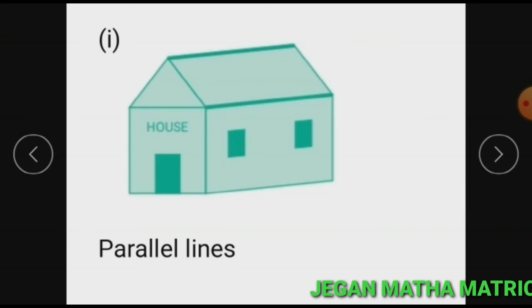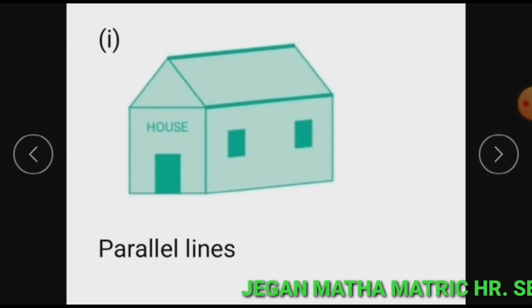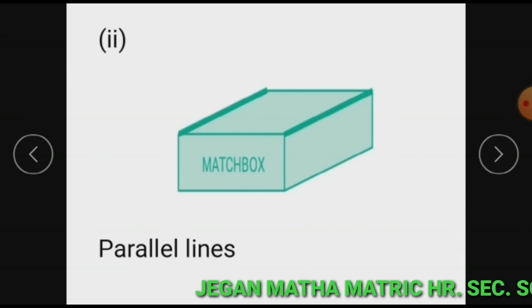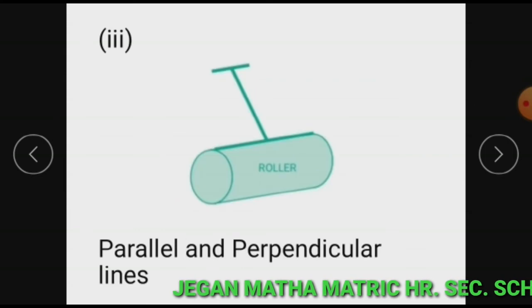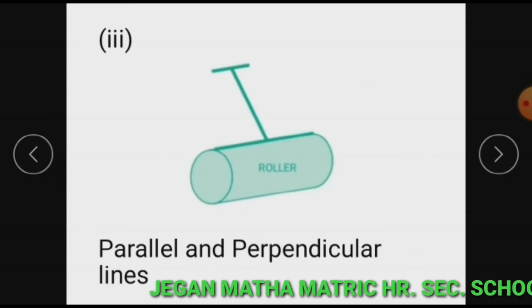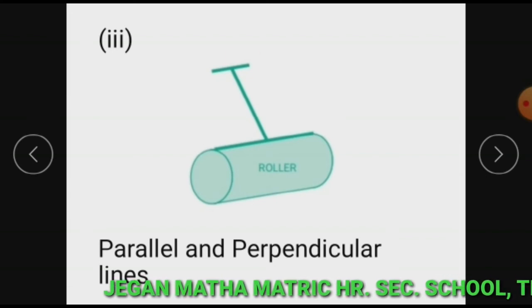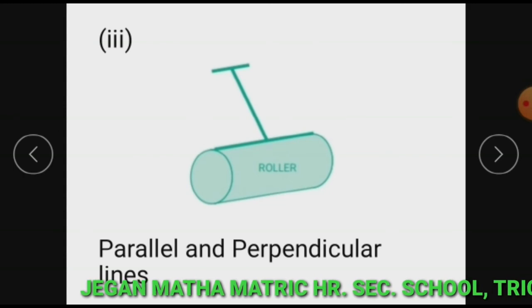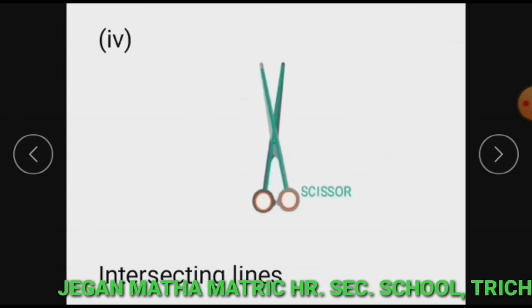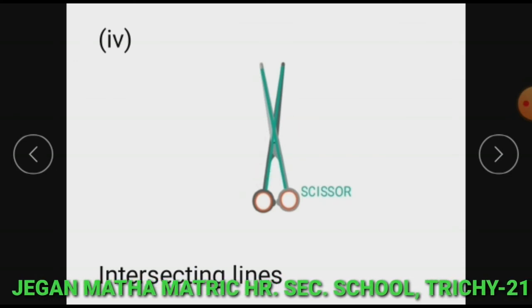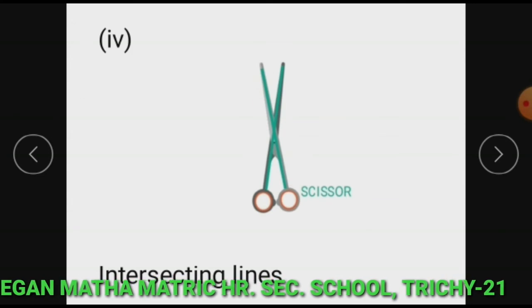In figure 1, the lines marked in thick lines are parallel lines. In figure 2, the thick lines are parallel lines. In figure 3, in the roller, the thick lines are marked as parallel to each other and perpendicular lines. In the scissor, the lines marked in thick lines are intersecting lines.